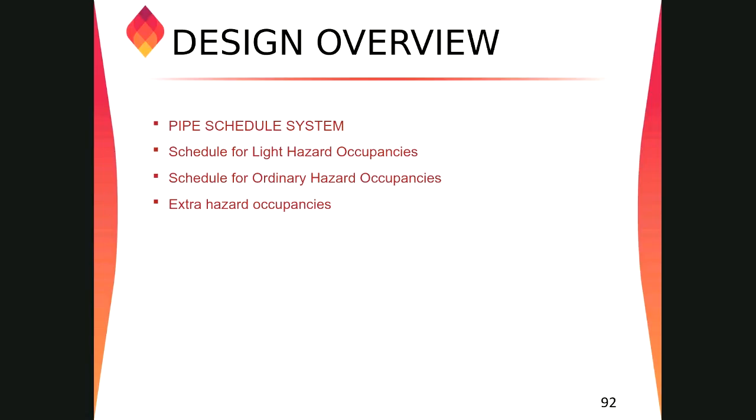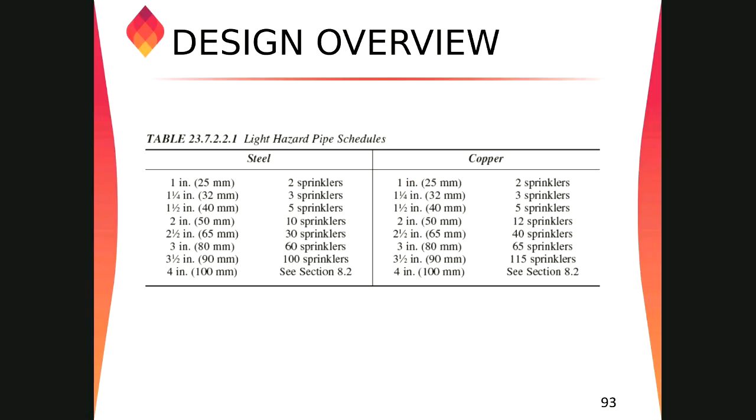So we have light hazard occupancies and ordinary hazard occupancies, right? We have a table for light hazard occupancies. As I said, we are not going to perform any calculation in the software. If you have to install sprinklers, they are saying in 1-inch pipe you can put only 2 sprinklers. So if this is your line, these 2 sprinklers shall be supplied by a 1-inch pipe.